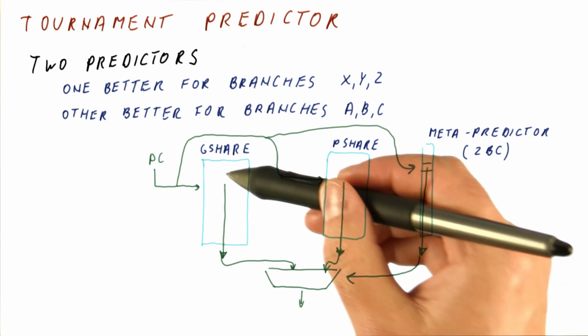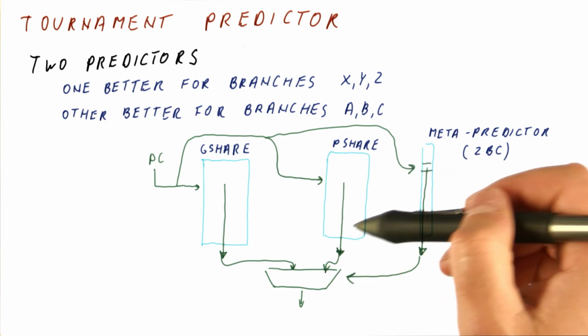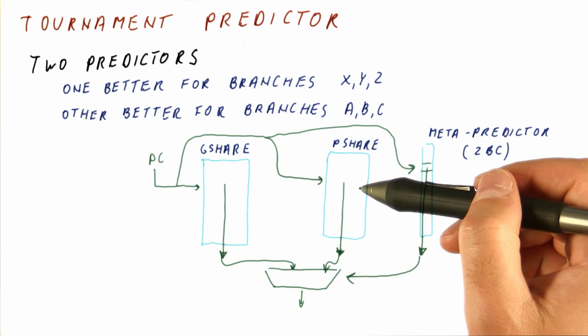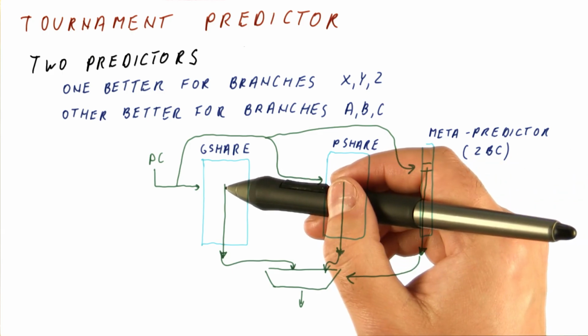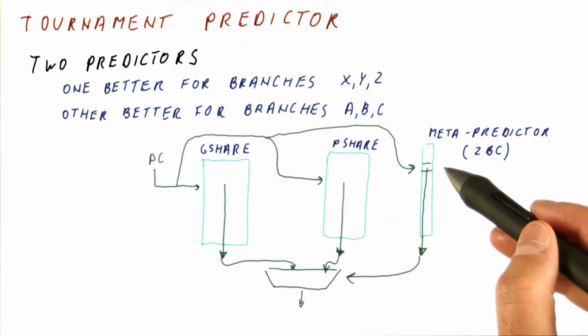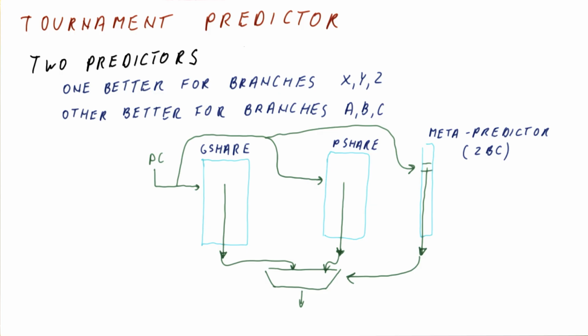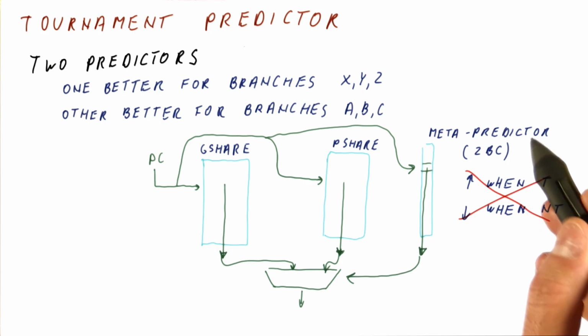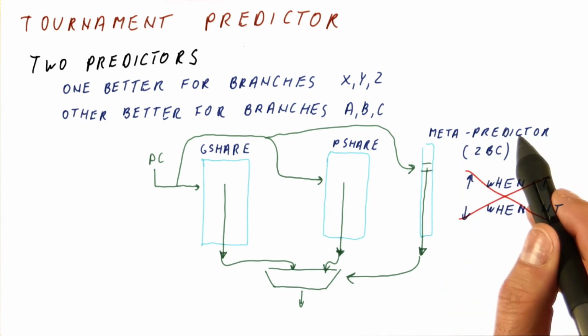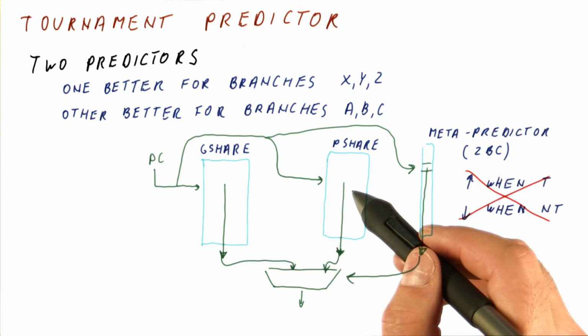You train the individual predictors just like before. On every branch outcome, you train each of the predictors. You train the meta predictor a little bit differently. Instead of counting up when taken and counting down when not taken, the meta predictor is instead trained on how well these two are doing.